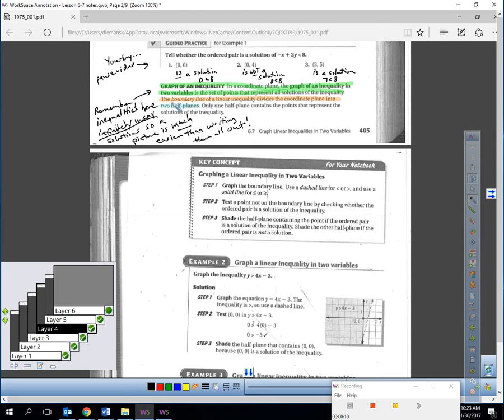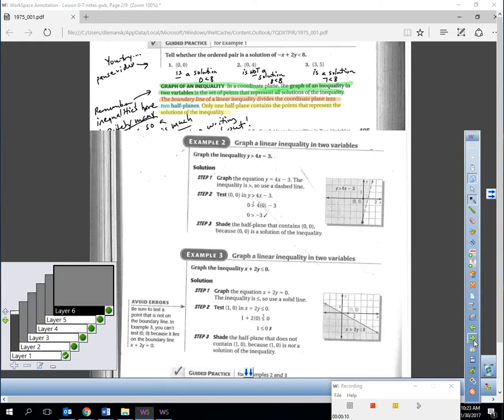Now, when you graph inequalities, you will have a boundary line which divides the coordinate plane into two half planes. You're drawing a line on your paper that's going to split your graph in two parts. Those are called half planes, and that line is called a boundary line. One half plane contains the points that represent the solutions of the inequality. So this statement in yellow says one side of the graph would be the solutions, the other side of the graph wouldn't be. So how do we get this graph made?